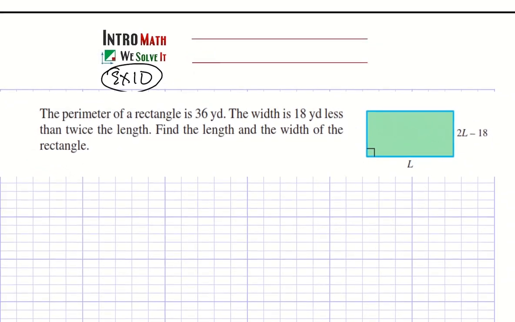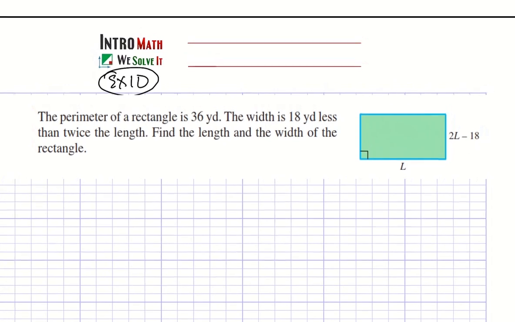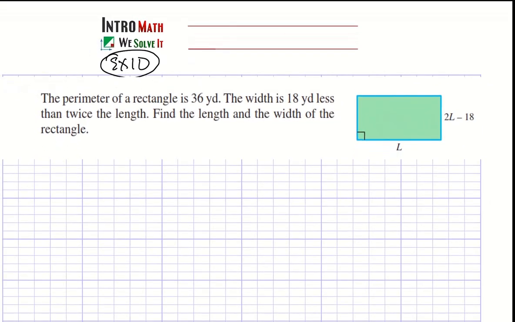The next one is like that. Let's read that carefully. It said the perimeter of a rectangle is 36 yards. The width is 18 yards less than twice the length. Find the length and the width.